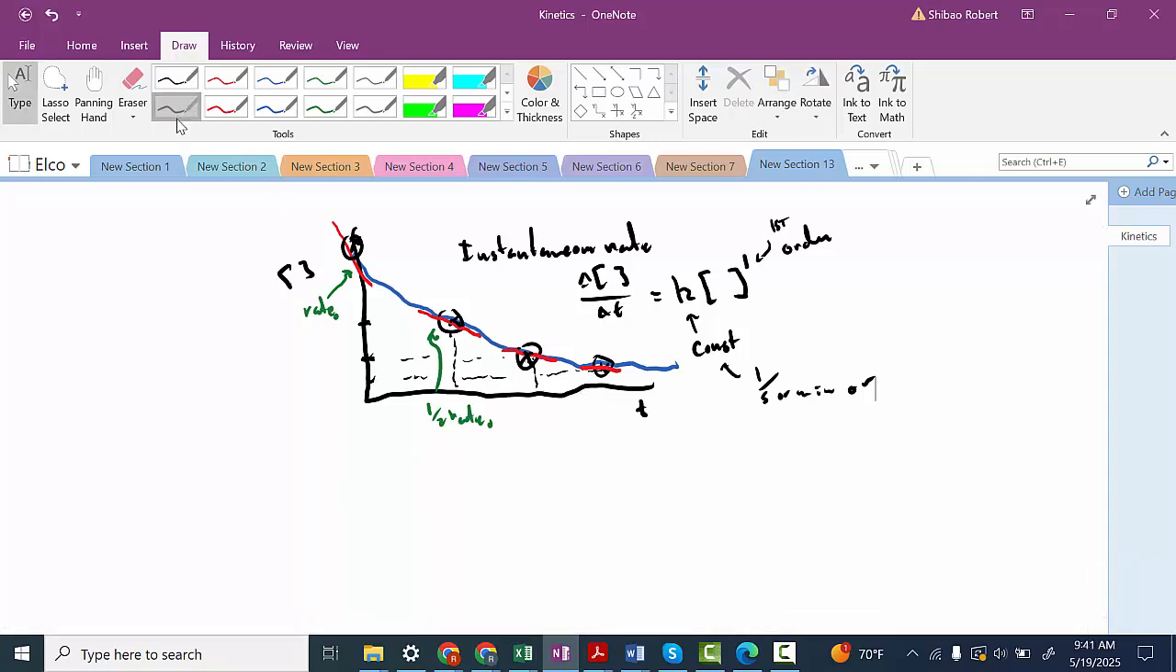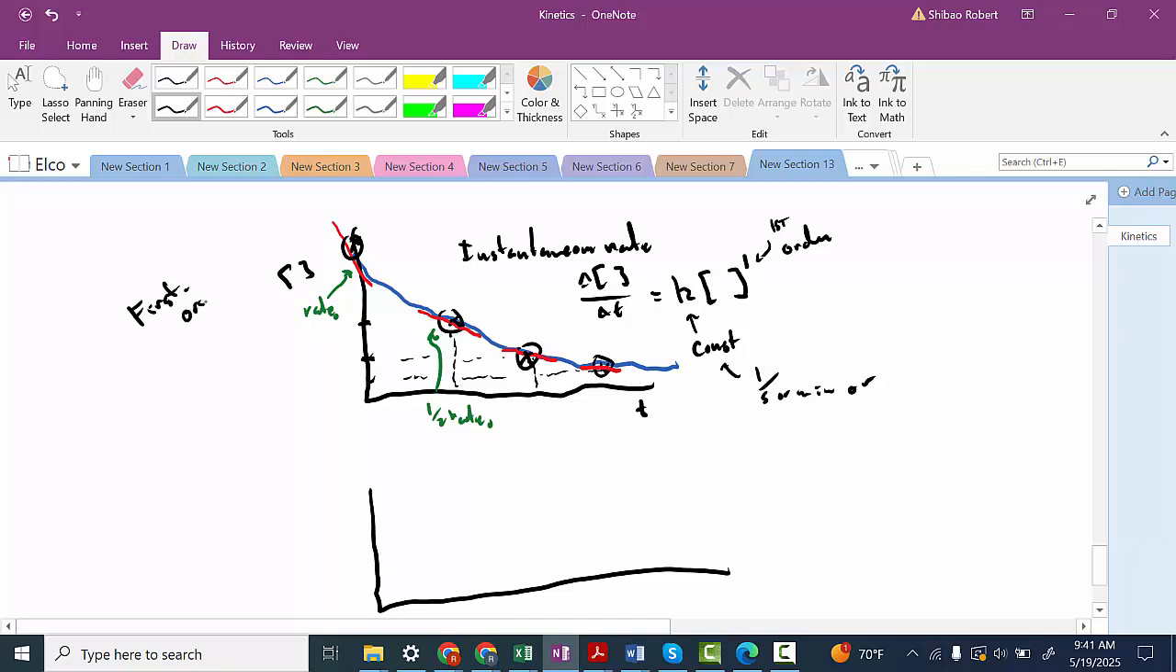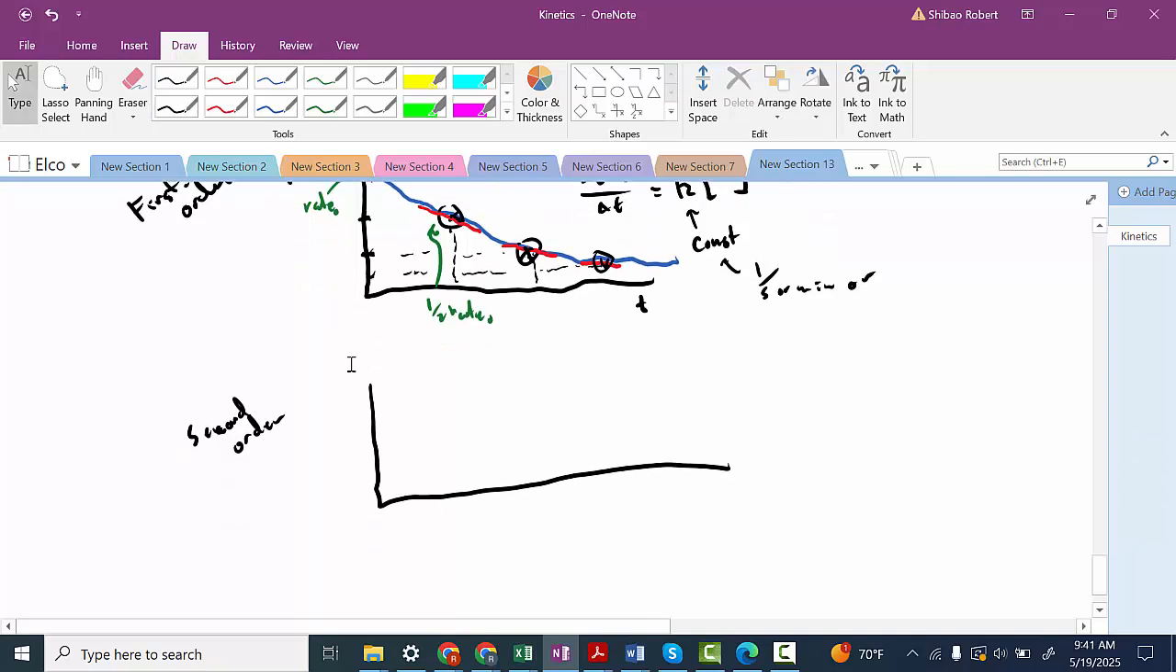When we take a look at the next one here, this was what we call the first order. And then we're going to have second order here. For second order, what we're going to have is a situation where, as far as the half-life goes, let's cut it in half here. It's going to take T1 half to get there.